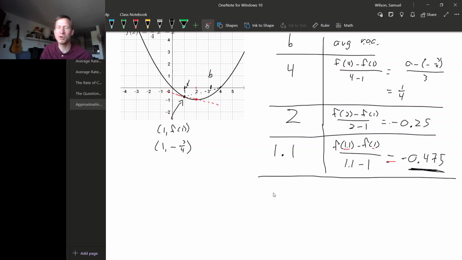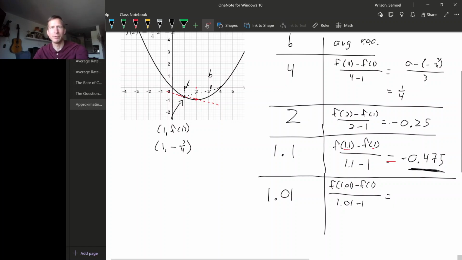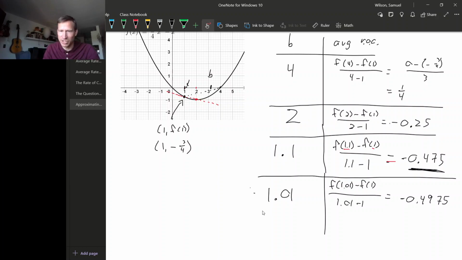So maybe instead of 1.1, we should try 1.01. So that's going to give us f of 1.01 minus f of 1 over 1.01 minus 1. And when we calculate this one, I get minus 0.497 and change. So I'll round it here to 4.975. Okay, that's pretty good.